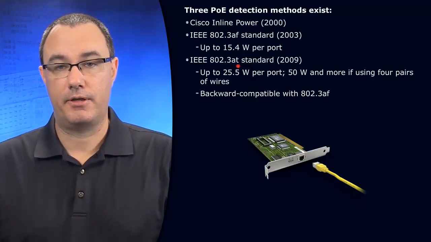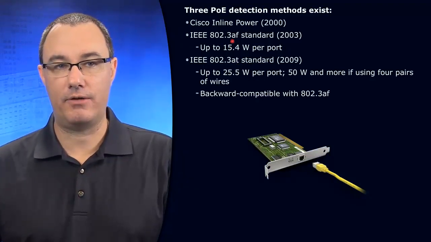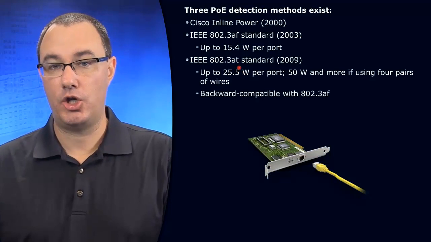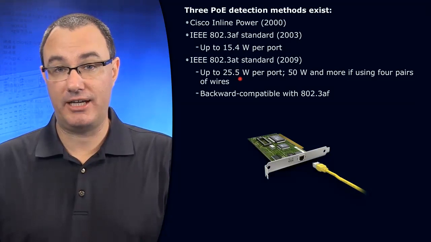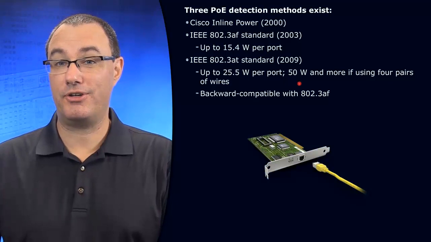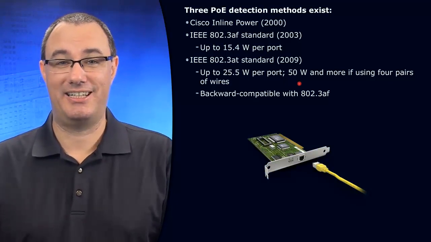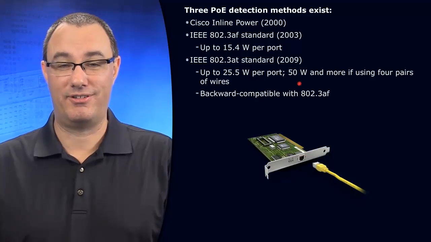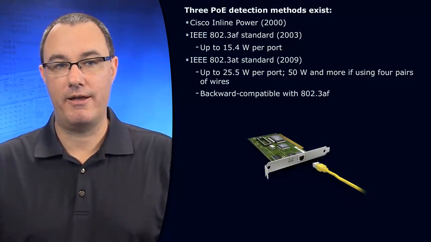Then we start to look at the AT standard. So it's AF, then AT. Know these standards. You can assume if it's AT, you got 25.5 watts per port, but if you're using all four pairs, now unshielded twisted pair cabling has how many wires? It's got 8 wires that are paired up. So 4 pairs. So we're using all of the wires.